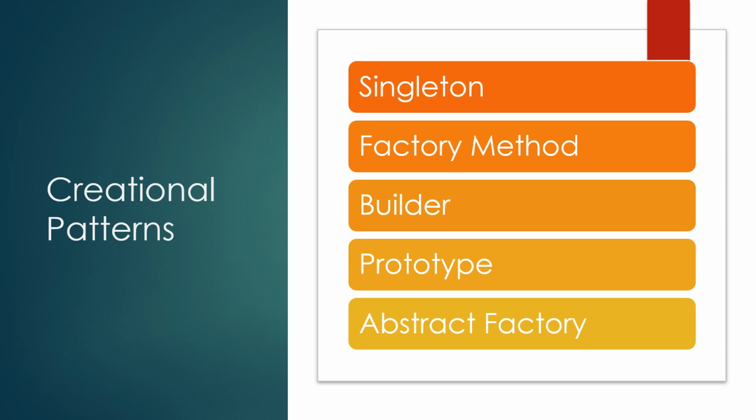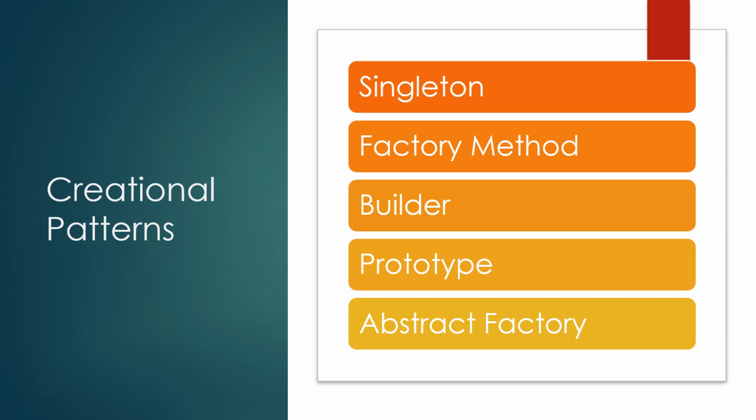Factory method. Description. Defines an interface for creating an object, but lets subclasses alter the type of objects created. Define a method in the base class that returns a new object instance. Subclasses override this method to specify the exact object to be created, which adds flexibility to object creation.